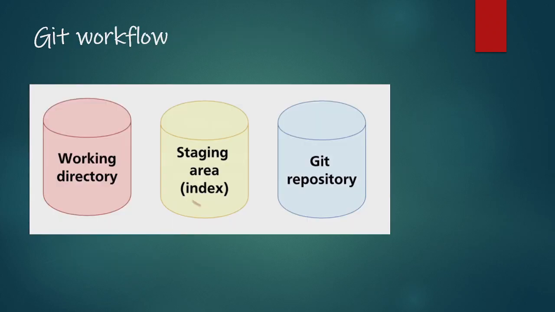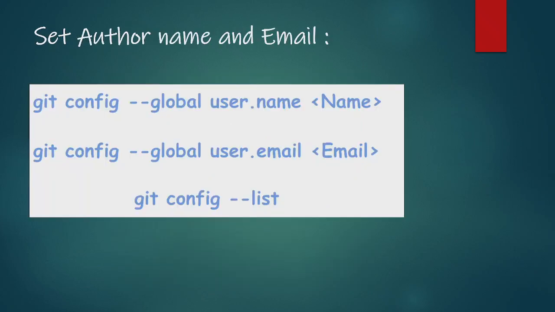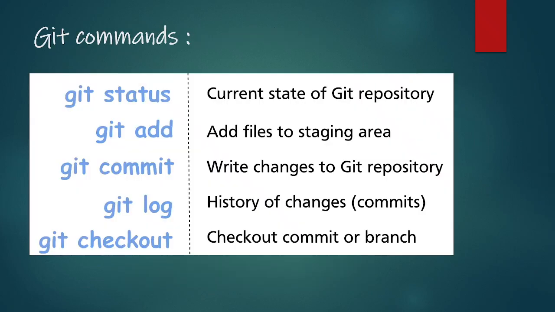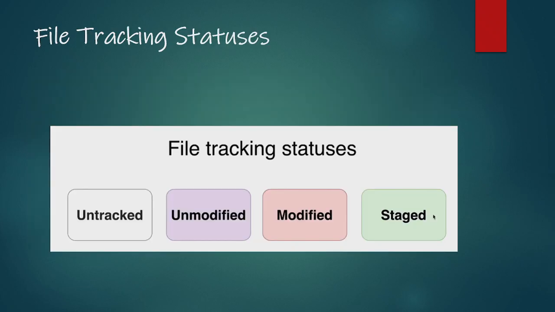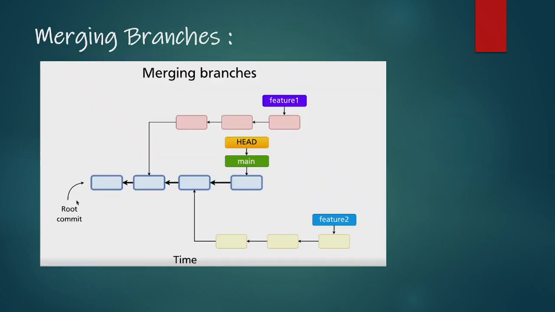We'll be looking at the Git workflow. We'll be doing most common Git operations. We will be setting author name and email. We'll be looking at all the most commonly used Git commands as well. We'll talk about the different file statuses as well. We'll be looking at branches and merging as well.